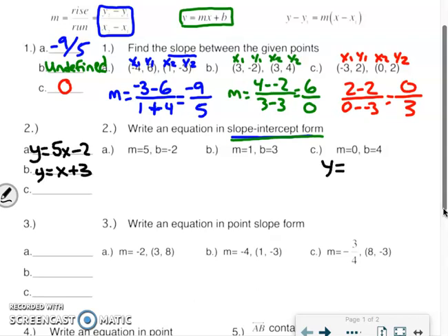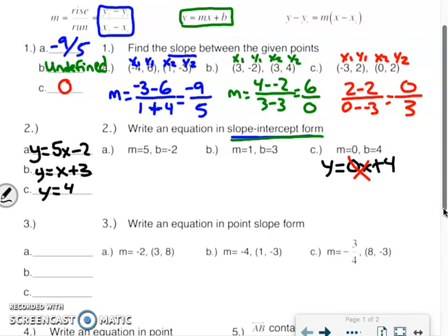Over here we would have y equals 0x plus 4, but really that 0x, 0 times anything, is just going to cancel out. So for my final answer, I would write y equals 4. That's also going to be a horizontal line. Okay, something with a slope of 0.